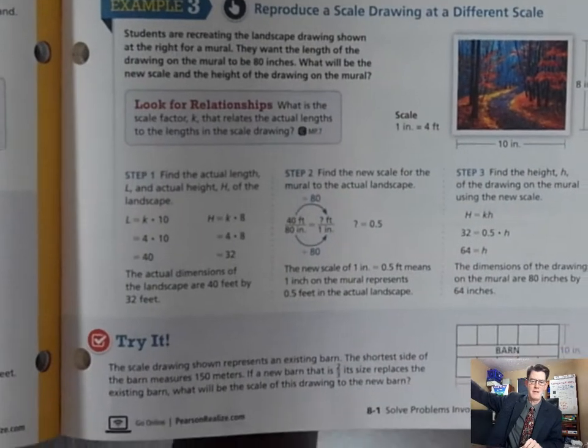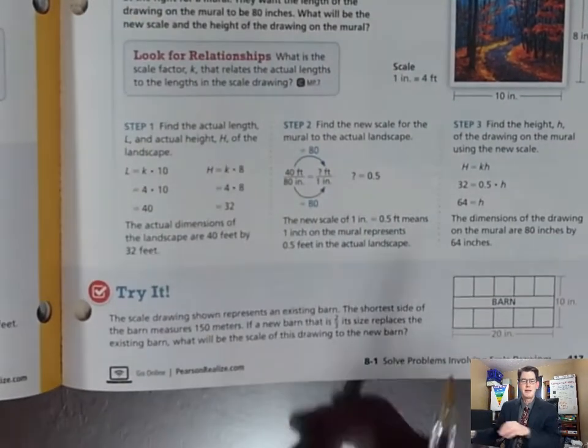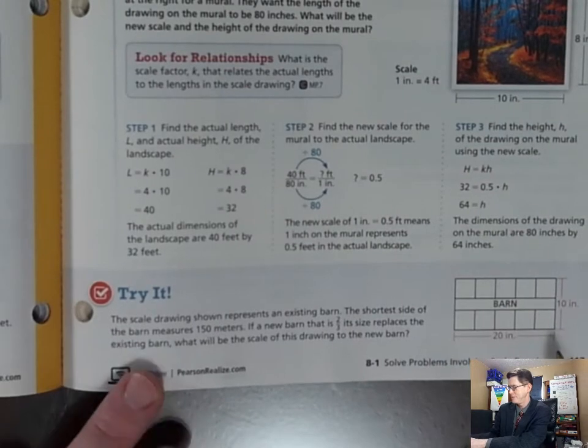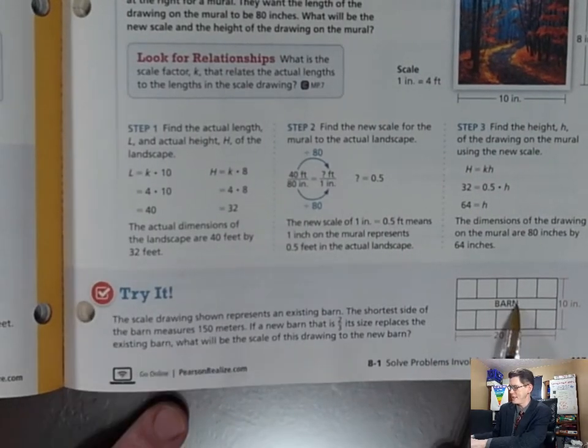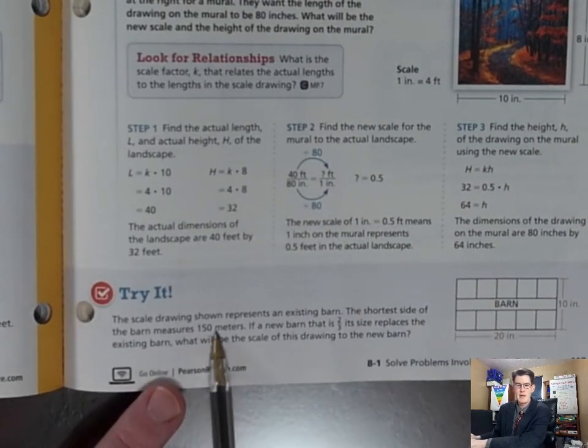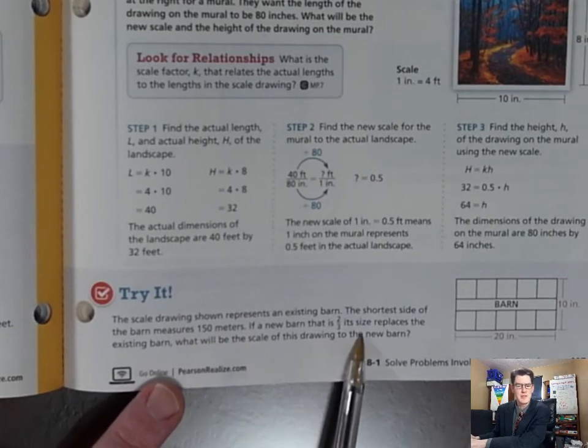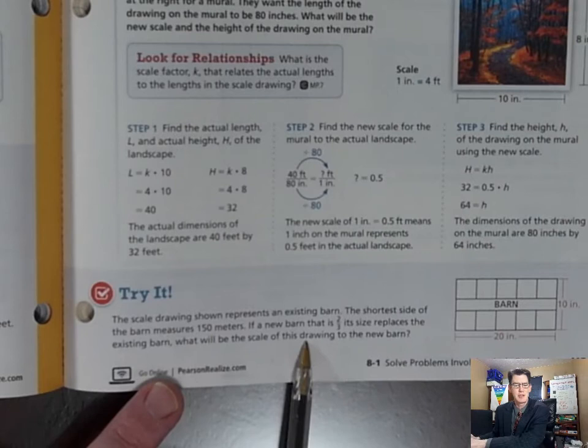And don't feel bad if it's confusing, but let's just set up the situation and see if by drawing the picture it can make sense. Here's a scale drawing, they say, the shortest side. They give you the actual, the original. Hey, they're going to do a new barn that's 2/3 of the size. Oh, what's the scale of the new drawing?